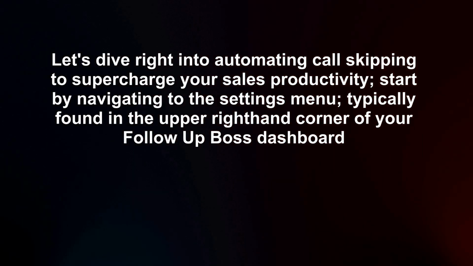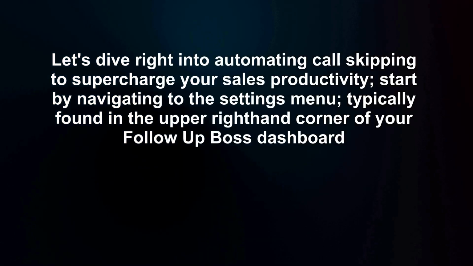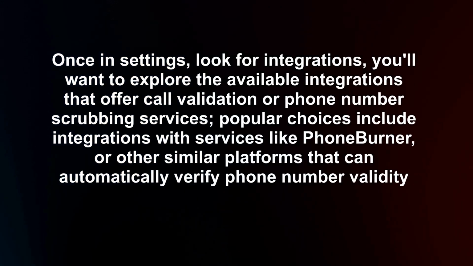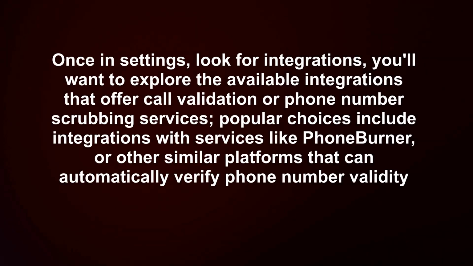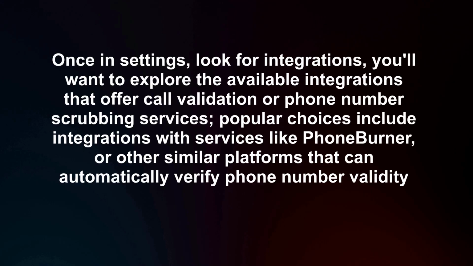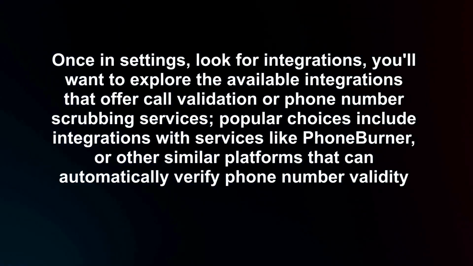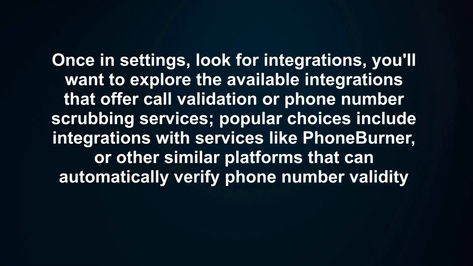Start by navigating to the Settings menu, typically found in the upper right-hand corner of your Follow-Up Boss dashboard. Once in Settings, look for Integrations. You'll want to explore the available integrations that offer call validation or phone number scrubbing services. Popular choices include integrations with services like PhoneBurner or other similar platforms that can automatically verify phone number validity.